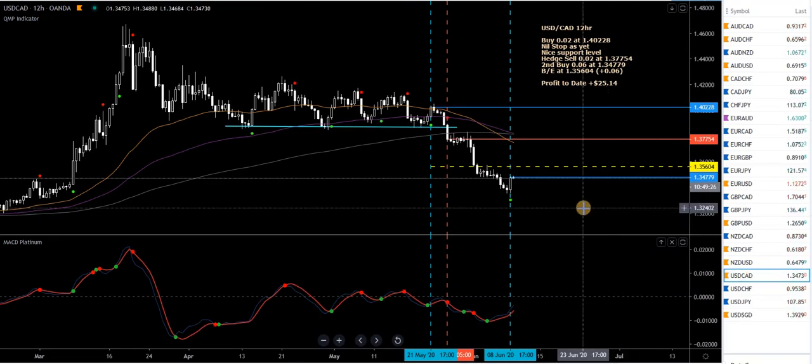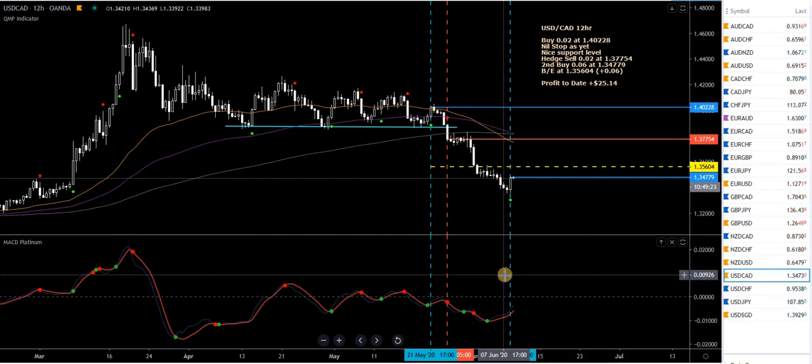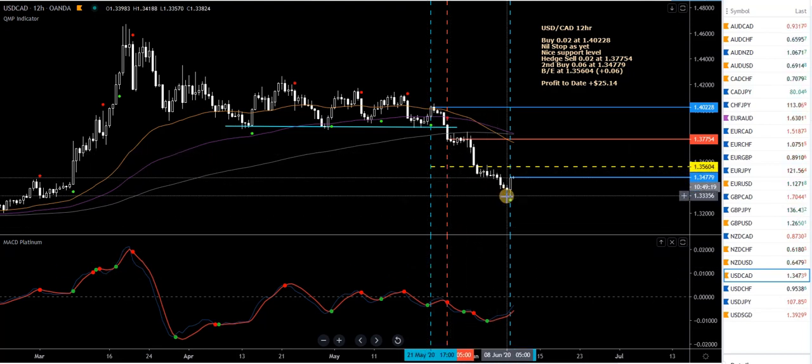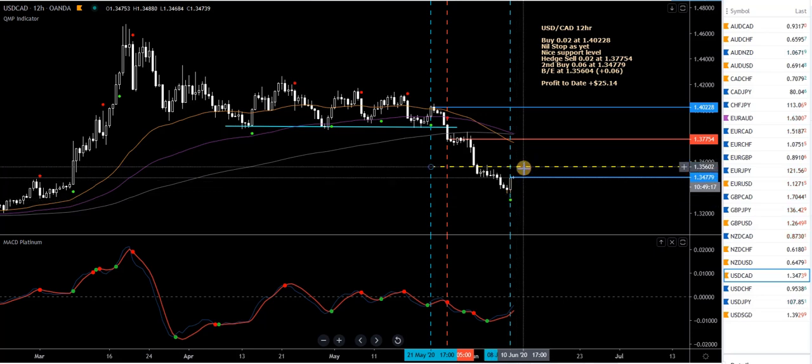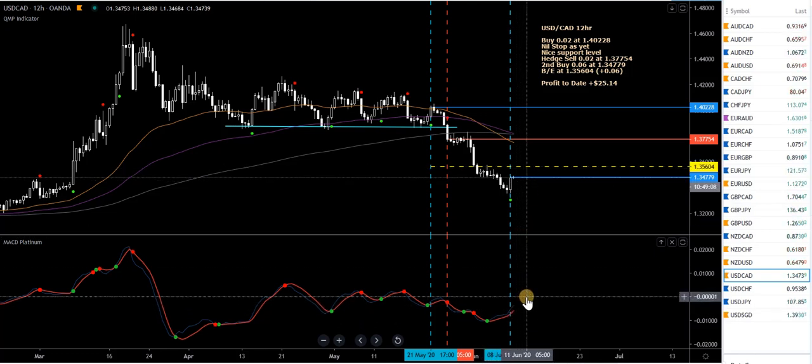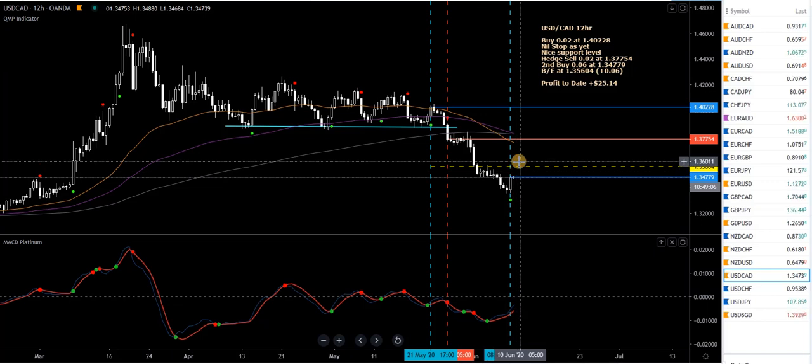USD CAD, new buy signal this afternoon, already in a buy, hedge sell. So we've got a second buy here. Overall break even is this yellow dotted line. Now, even if it goes through this yellow dotted line, I'm not looking at closing these trades until the MACD Platinum goes through the zero level anyway. So that's the way I look at it.